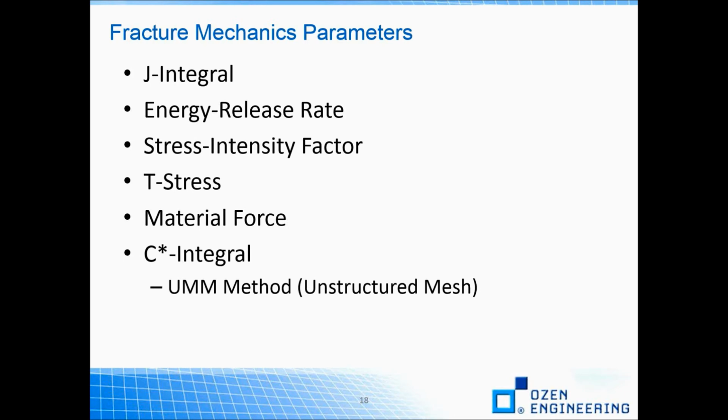Typical fracture mechanics parameters describe either the energy release rate or the amplitude of the stress and deformation fields ahead of the crack tip, and here we have listed these parameters. The parameters that are widely used in fracture mechanics analysis can be listed here, starting with the J integral and then the energy release rate, stress intensity factor, T stress, and material force.